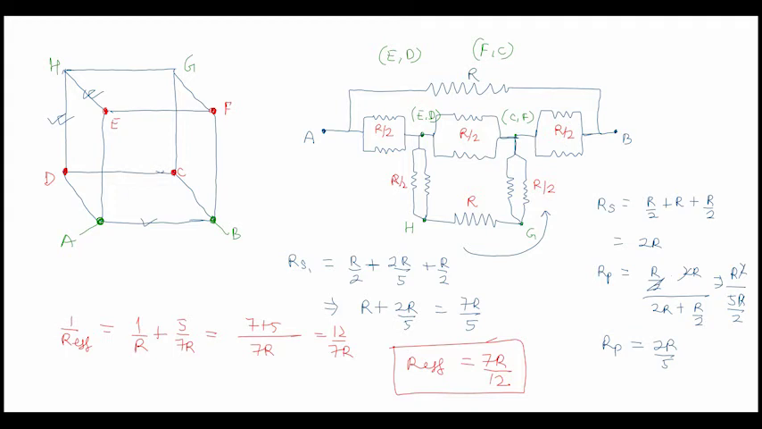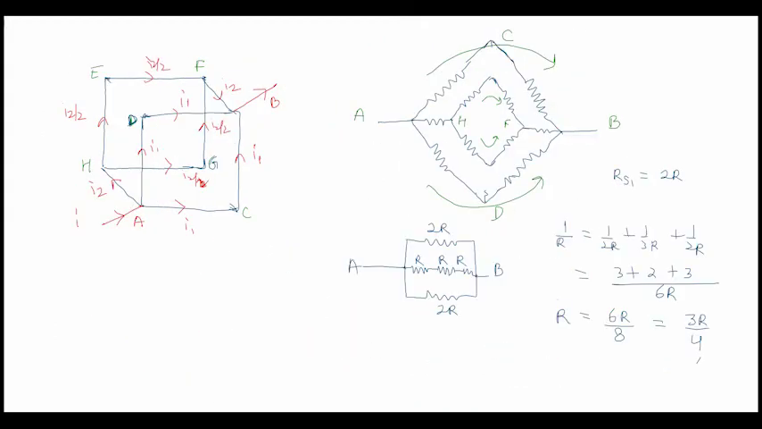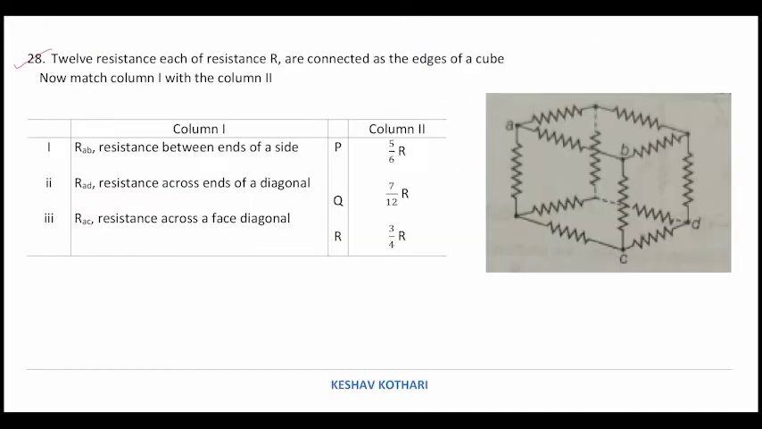So if we go back to the question where we started, the first part over here, R_AB, that is on the same edge, matches with 7R by 12. So the first one matches with Q. R_AD, that is the resistance across the ends of the diagonal, the second one, matches with P, 5R by 6. And the third one, that is across the face diagonal, matches with R. So Q, P and R is the correct alternative for this particular problem.